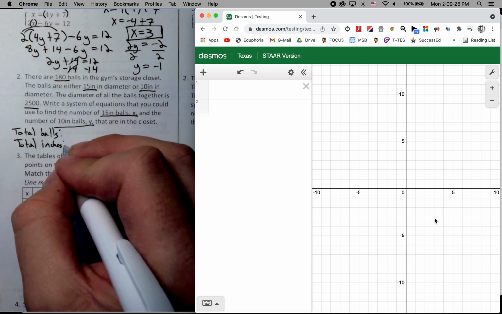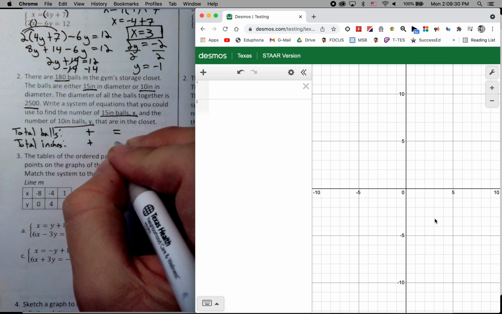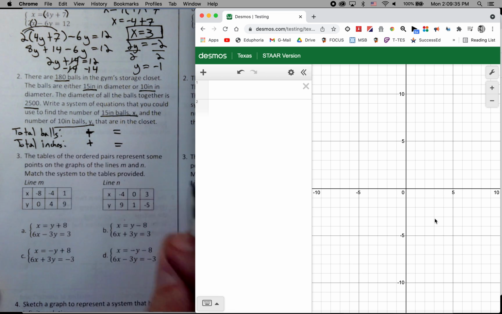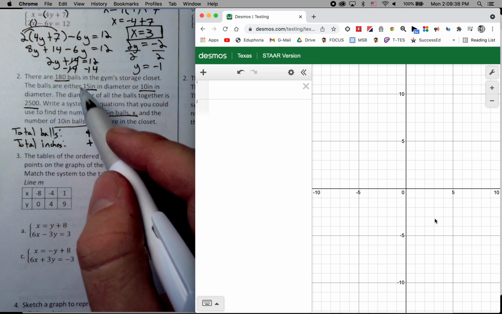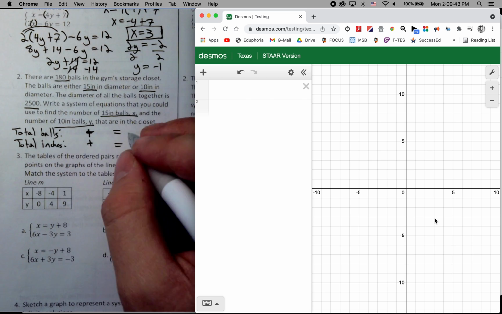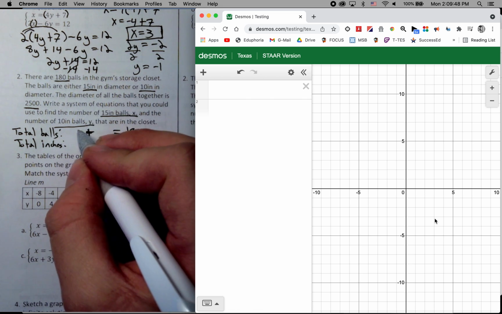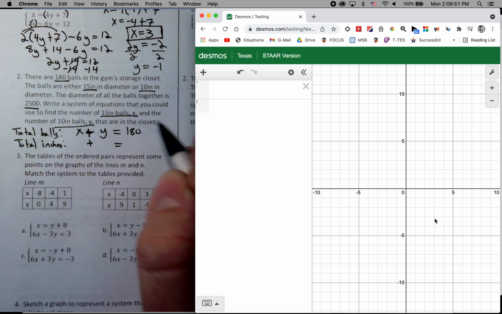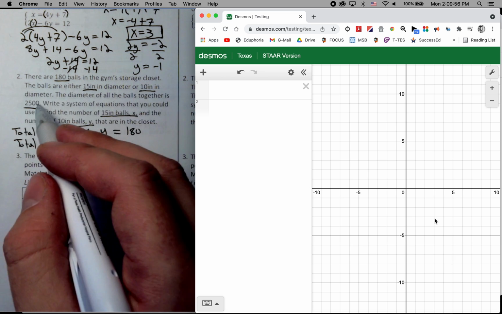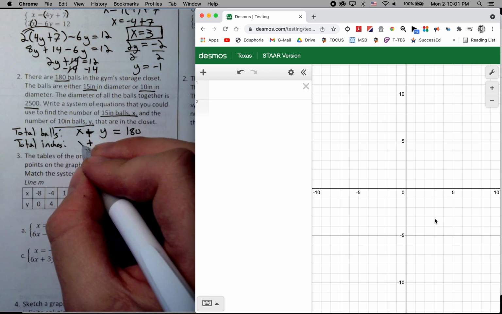Okay? So in order to find the total of anything, you have to add them up together. So I'm going to give myself a plus sign for both of these. I'm going to leave some spaces, and I'm going to put an equal sign. Okay? Now I'm going to look up. I'm going to say, okay, total number of balls. How many total balls? 180. Now, I don't know how many there are of either size, so I'm going to put x and y. Now, I'm going to look at total inches. Well, the total number of inches is 2,500. Also, x and y.